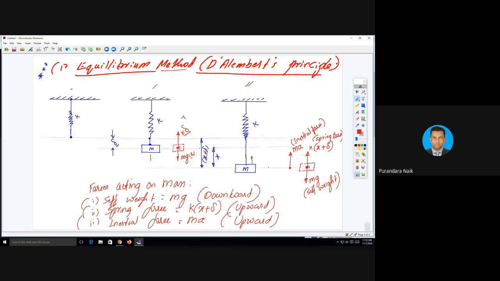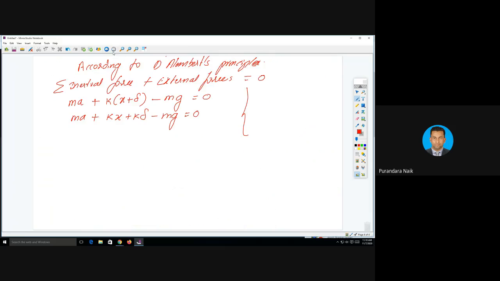Look at the figure. Here in the second position, what is the condition for the second position? There is no external force. Only two forces are there. K into delta is equal to mg in the equilibrium position. Write down: second position, k into delta is equal to mg. This is satisfied only for the second position.